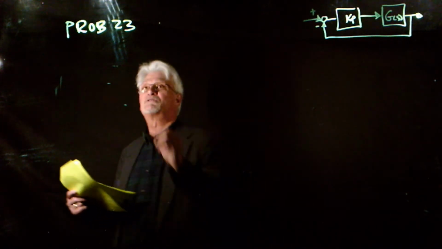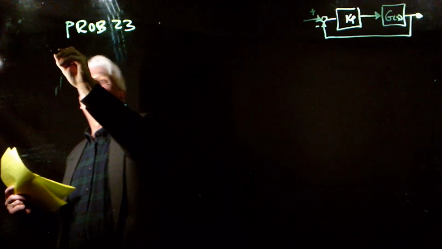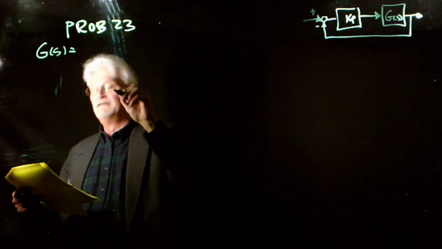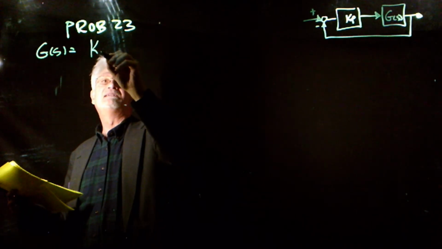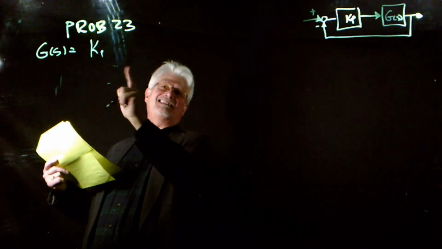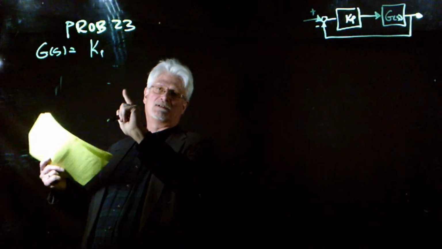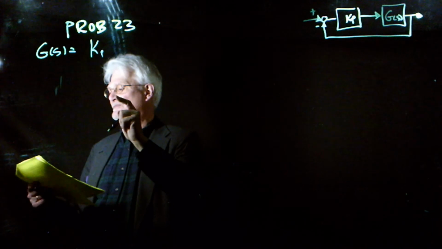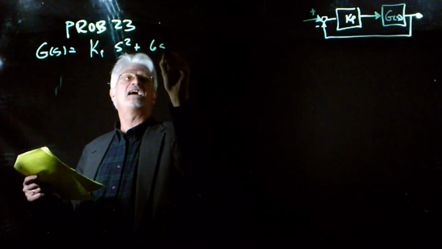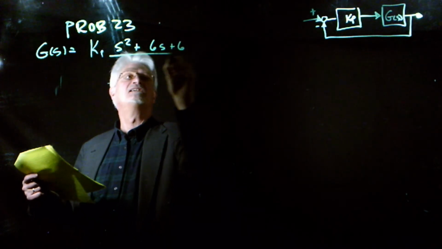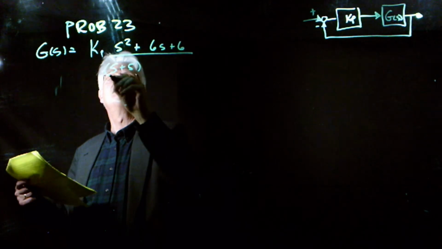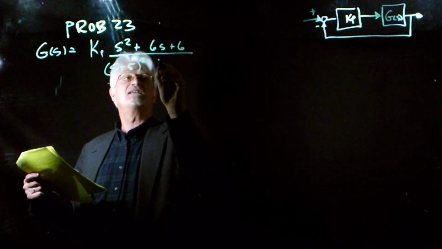And in problem 23, what they're telling us is that G of S is equal to, so they always put this KP. This is bad. I use the KP, they use the KP for something else. So when I get to their KP, I'm going to rename their KP to something else. This is S squared plus 6S plus 6 divided by (S plus 5) squared times (S plus 3).